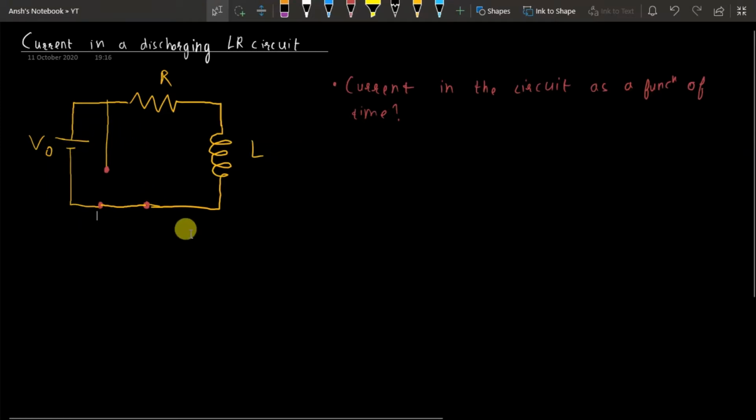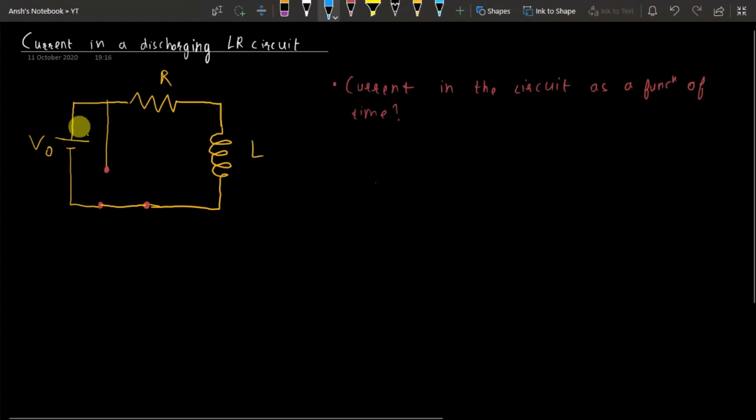So we have a circuit here, and the circuit has been set up so that it is in this state. It has been in this state for a long time. We have a power supply or a battery of voltage V naught, a resistor of resistance R, and an inductor of inductance L.